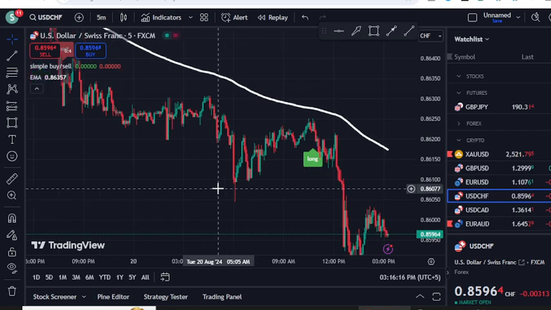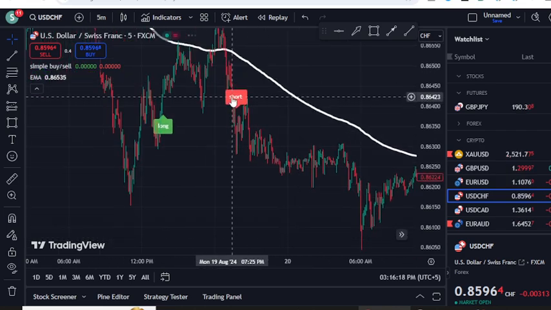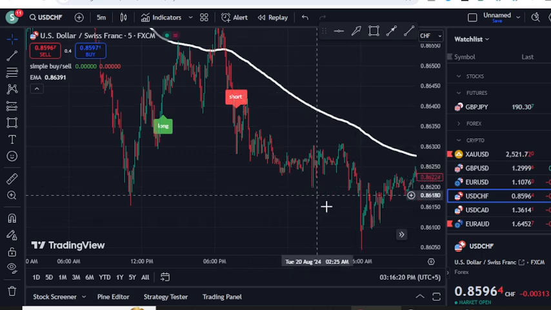So just use this indicator, practice on a demo account, and you will get trades like this, like short and it's down.